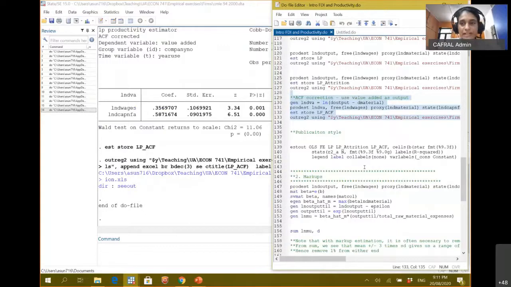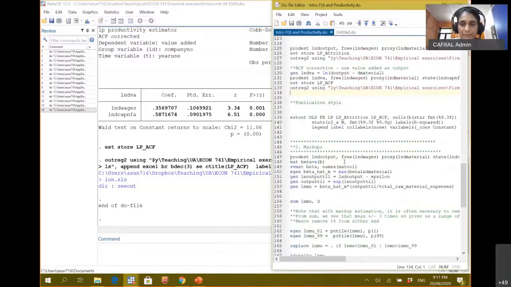Okay, so because I have run on value added, note that I'm not going to get a materials coefficient here, right? So wages 0.3 and capital 0.58. The right thing to do, if you can, and your data set may not always be amenable to all of these things, is run either Olley-Pakes or Levinsohn-Petrin, correcting for attrition and using the ACF correction. That should be the minimum that you should do for now.